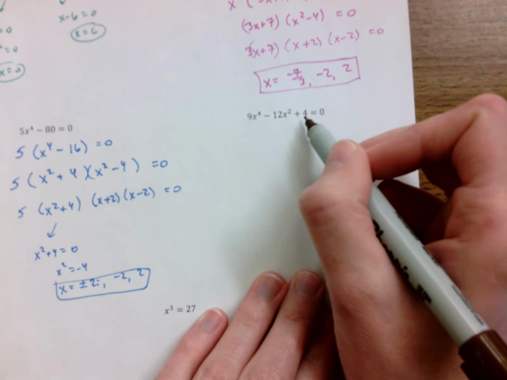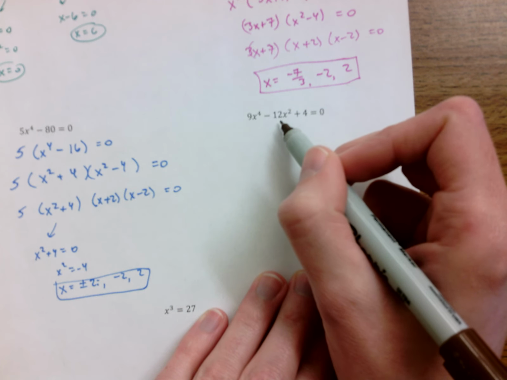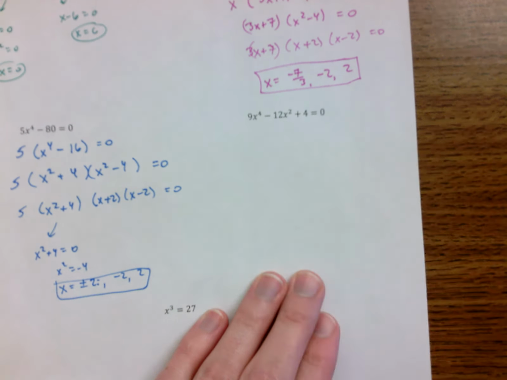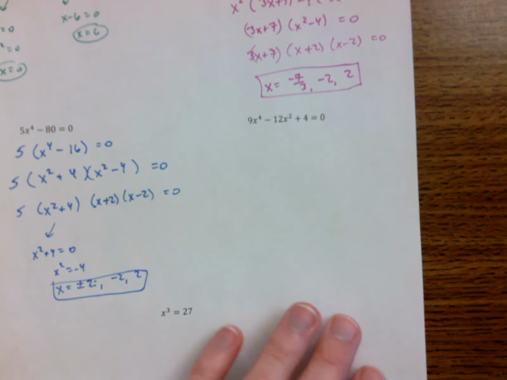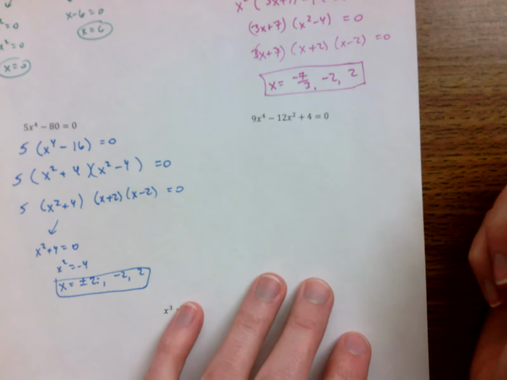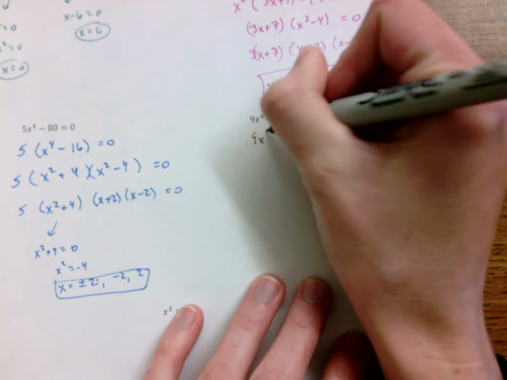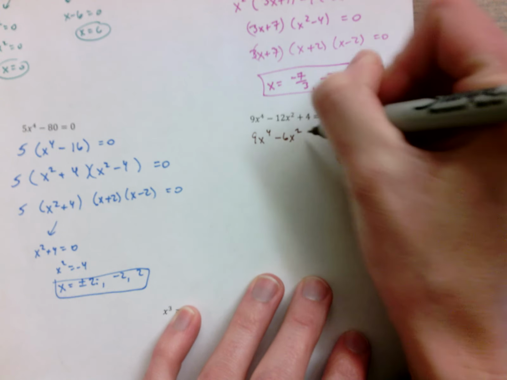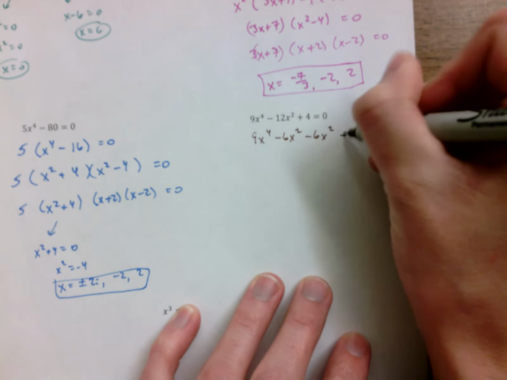So 9 times 4 is 36. And then I need two things that multiply to 36 and add to negative 12. So negative 6 and negative 6. So I'm going to make this 9x to the 4th minus 6x squared minus 6x squared plus 4.